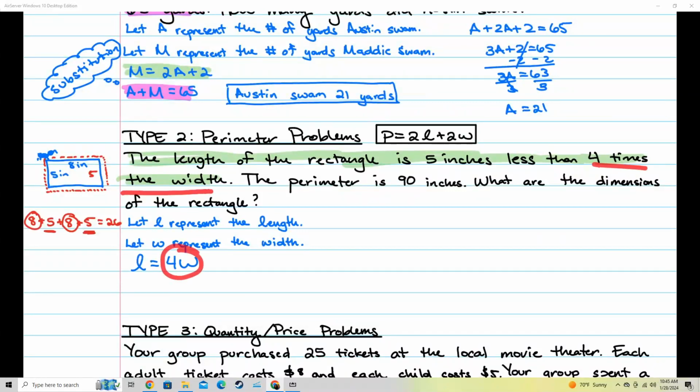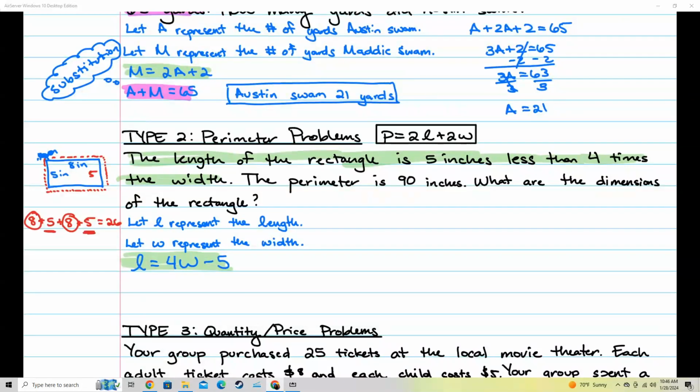But now I want to go 5 inches less than that. How do I go 5 inches less than 4 times the width? I'm just going to subtract 5 from 4 times the width. So this is telling you that the length is 5 inches less than 4 times the width. All right, hopefully that translation made sense to you. Here is my green formula.